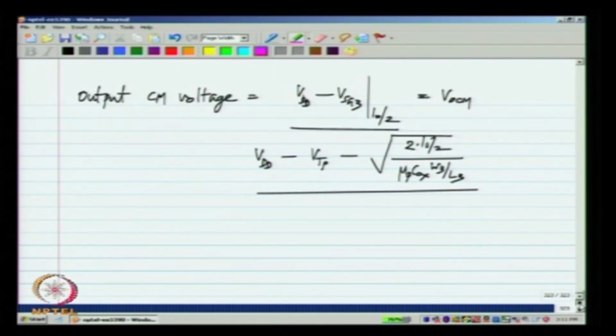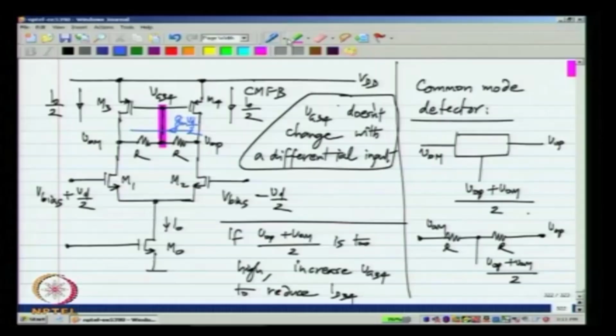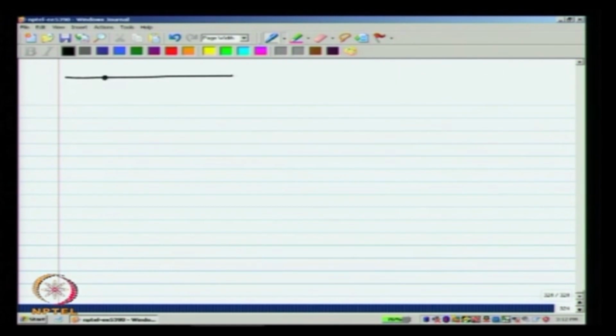Now, we need another feedback loop, and that feedback loop operates only on the common mode output and it helps set the common mode output voltage. Okay. Now, what is the effect of the common mode feedback on the differential circuit? We added some components here and we have to investigate what its effect is. Let me redraw the circuit.